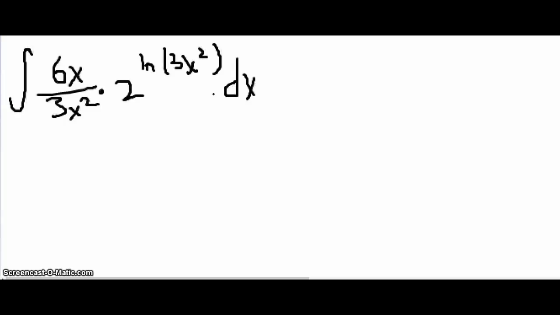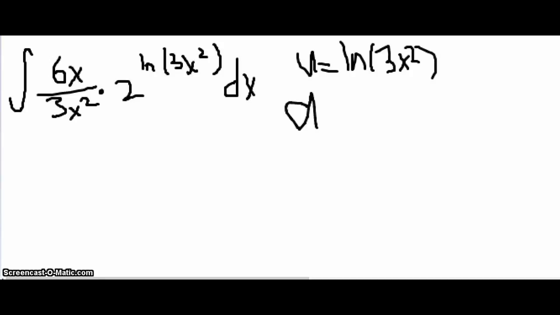It looks like we have another nasty problem over here, and we can utilize U-subs with logs this time. So let u equal ln, the natural log, of 3x squared. We're going to take the derivative of this. So du equals 1 over 3x squared. And be sure to use the chain rule, so times 6x.